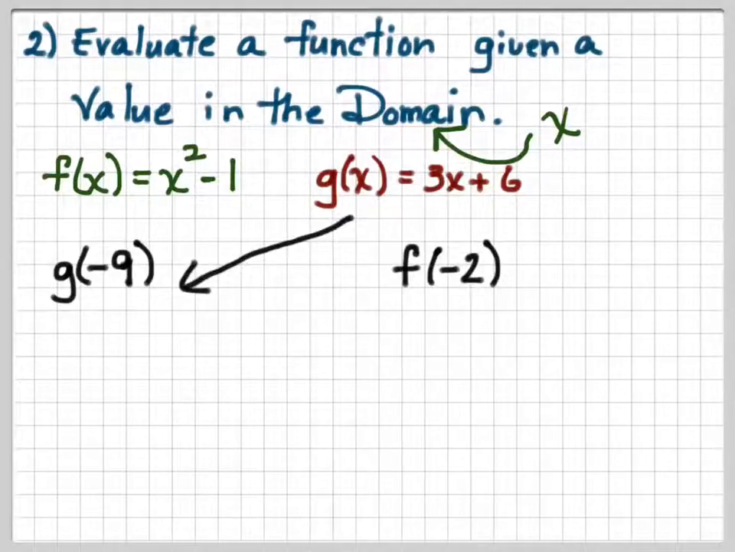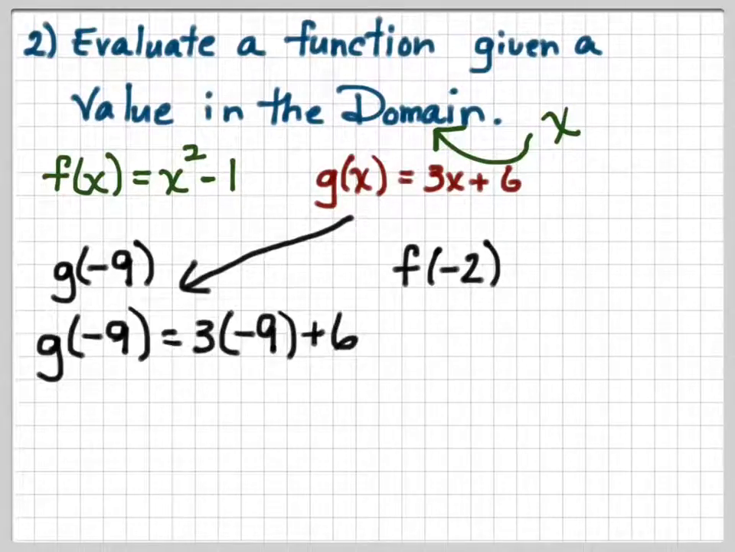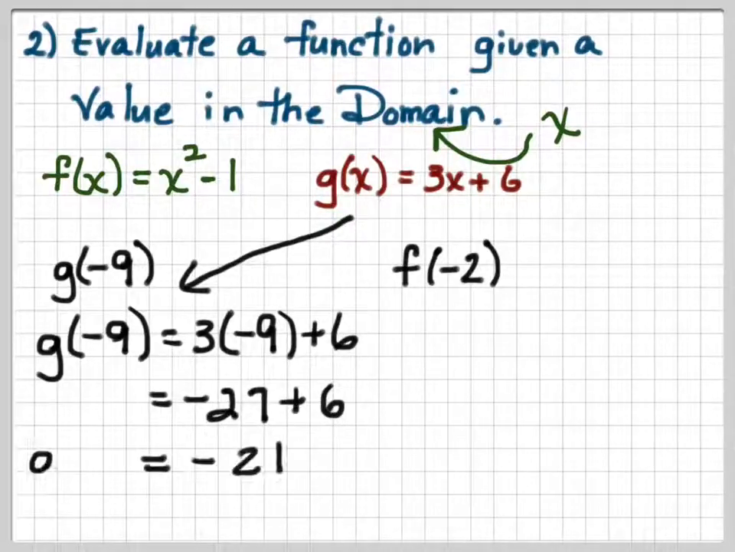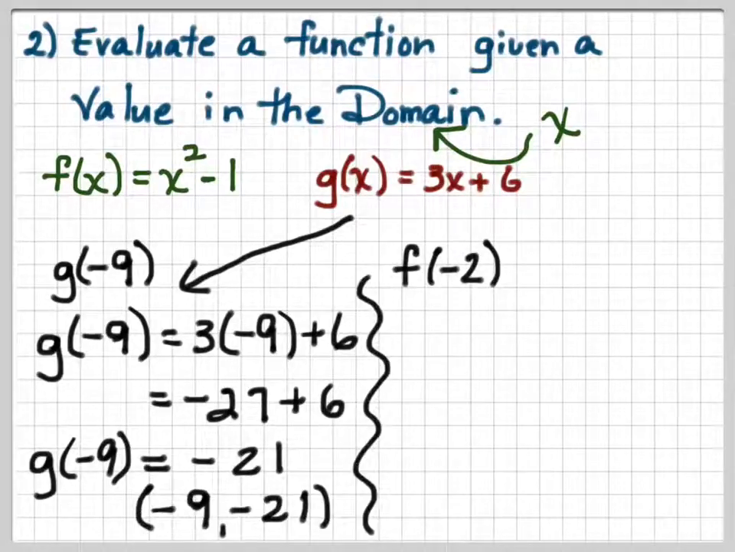So this is my g function, so I have to plug that negative 9 into my g function. So g of negative 9 is 3 times negative 9 plus 6, which is negative 27 plus 6, which is negative 21. So I would say g of negative 9 is equal to negative 21. And if you want to write that as an ordered pair, it would be (-9, -21).